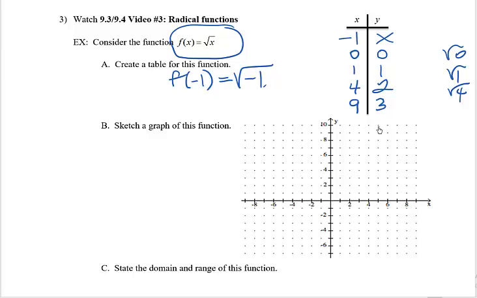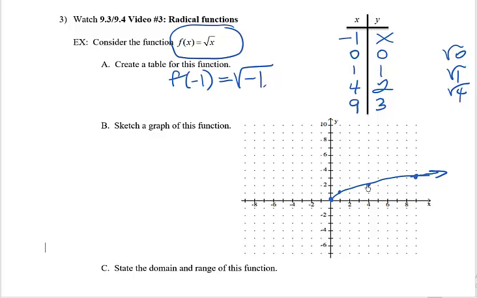Let's take these values and plot the points and see what the graph of a square root function looks like. So I'll start with 0, 0. And then I've got 1, comma 1. And 4, comma 2. And 9, comma 3. That's about all I have room for. And then I'll connect the dots, and so I get something that looks kind of like this.